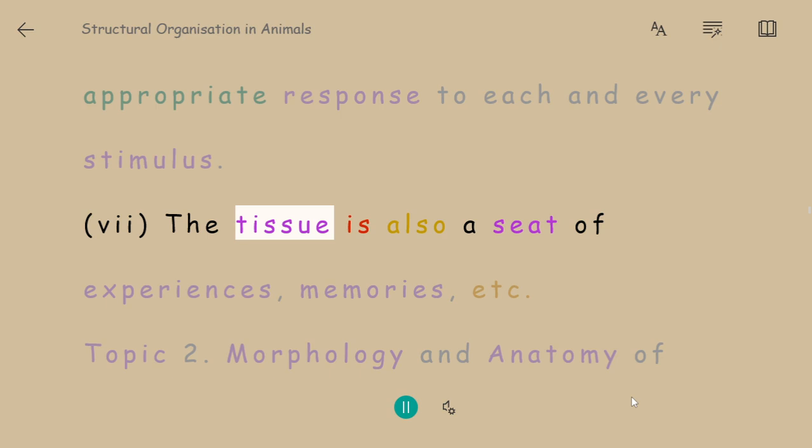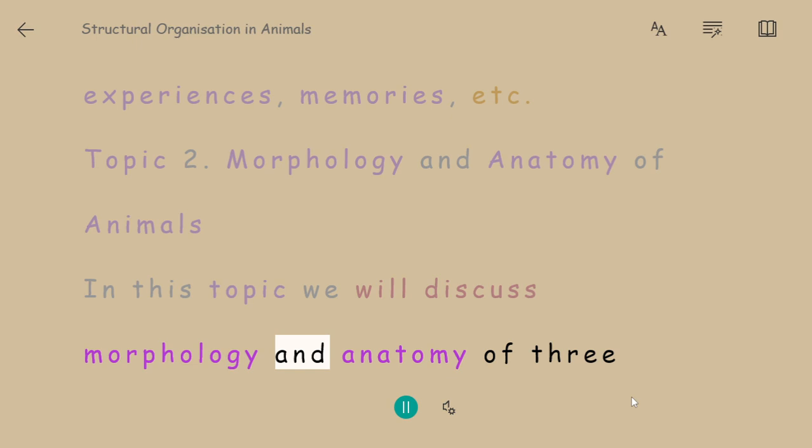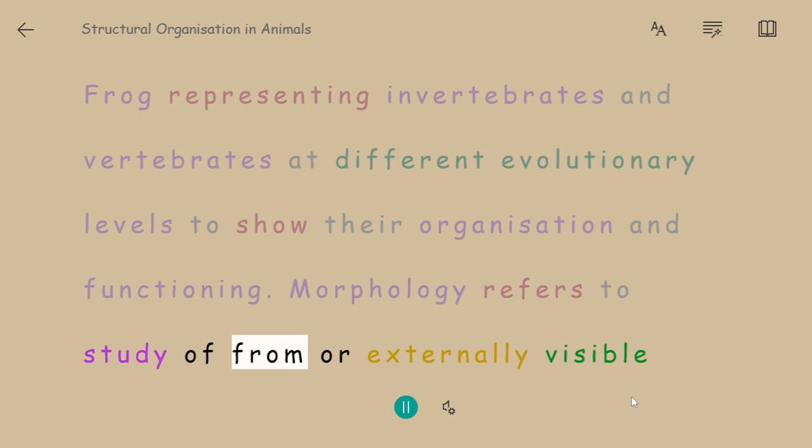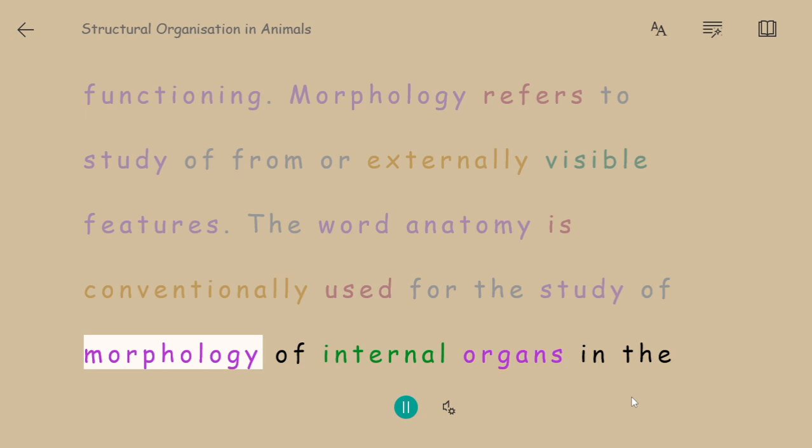Topic 2. Morphology and anatomy of animals. In this topic, we will discuss morphology and anatomy of three organisms: earthworm, cockroach, and frog, representing invertebrates and vertebrates at different evolutionary levels to show their organization and functioning. Morphology refers to study of form or externally visible features. The word anatomy is conventionally used for the study of morphology of internal organs in the animals.